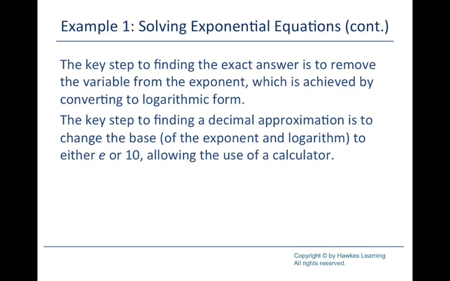Okay, the key step to finding the exact answer is to remove the variable from the exponent, which is achieved by converting to log form. In other words, the variable in the exponent goes to the front when you convert it to log form. For the decimal approximation, you have to change the base to something the calculator will do, which is generally base e or base 10.